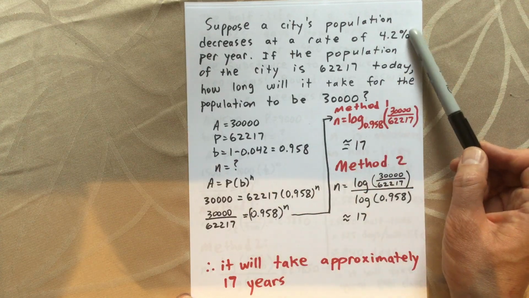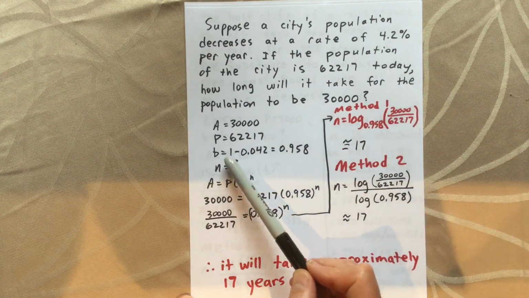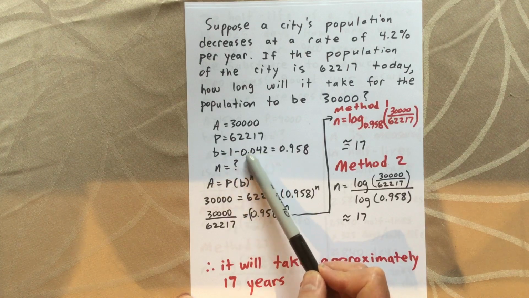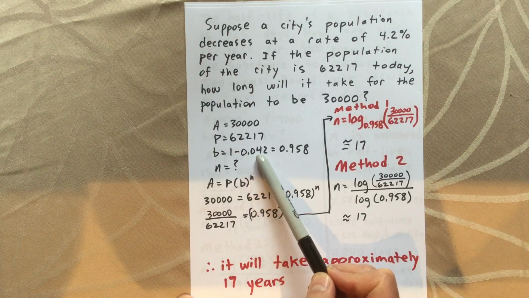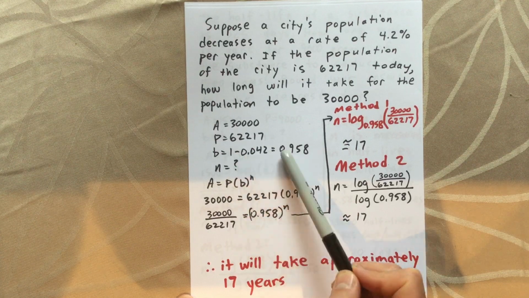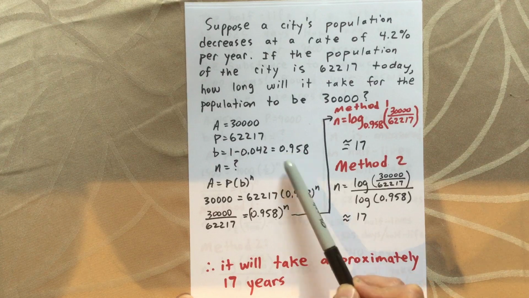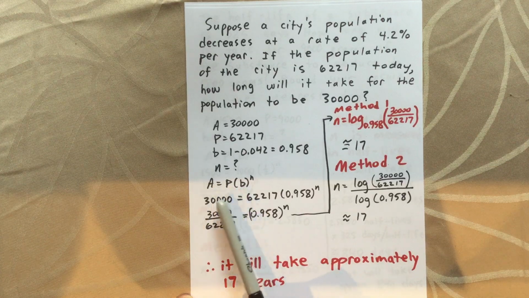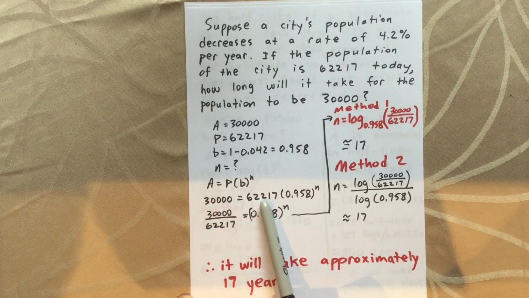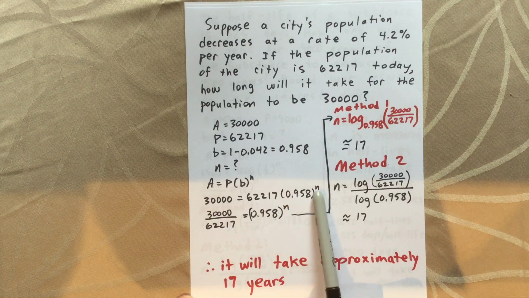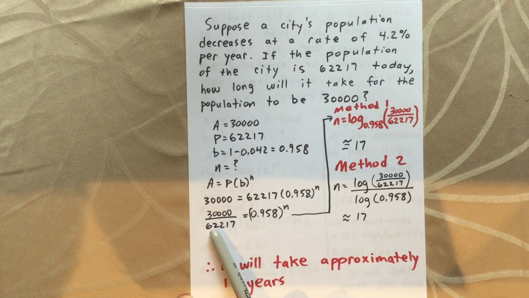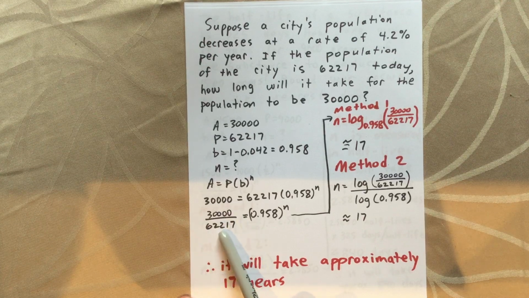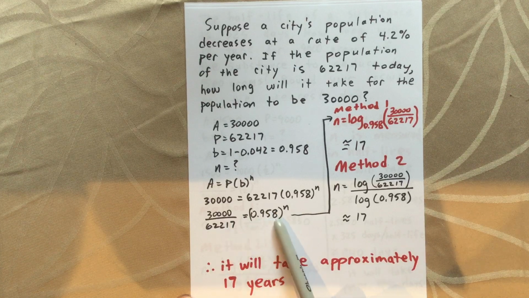We know we're decreasing at a rate of 4.2%, so we know our B value will be 1 minus 4.2%. 4.2% expressed as a decimal would be 0.042. 1 minus 0.042 is equal to 0.958. So that's the base of our exponent. N is unknown. So A equals P times B to the N. We can say 30,000 is 62,217 times 0.958 to the exponent N. Dividing both sides by 62,217 tells us that 30,000 over 62,217 will equal 0.958 to the N.